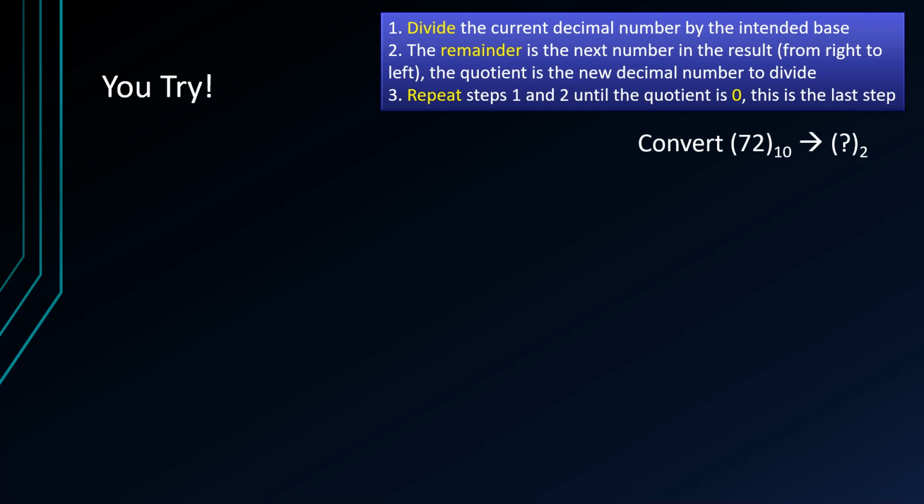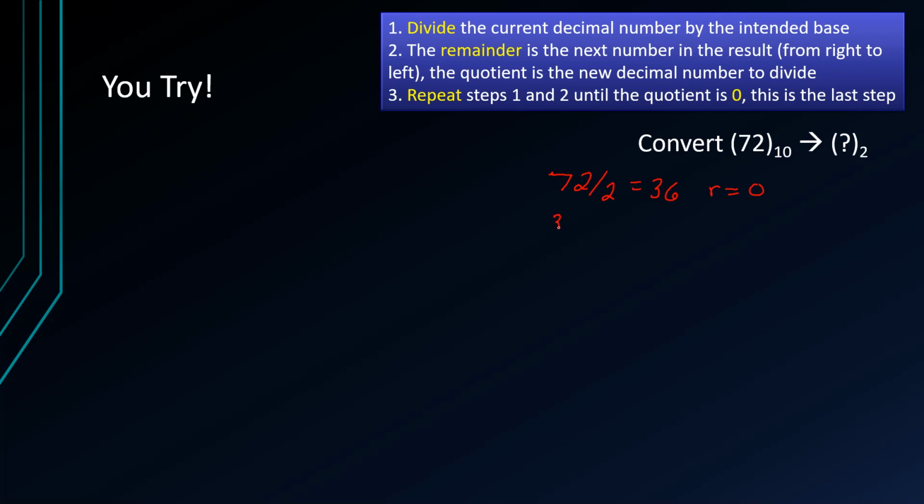All right, you back? All right, let's give it a go. So let's say we have this 72, and we want to figure out what it is in binary. So that means every single step, we're going to divide our decimal value by 2, because that's the base that we're going to. So I have 72, and I'm going to divide that by 2. Well, that's exactly 36. 36 times 2 is 72. So since it's exactly 36, that means I have a remainder of 0.